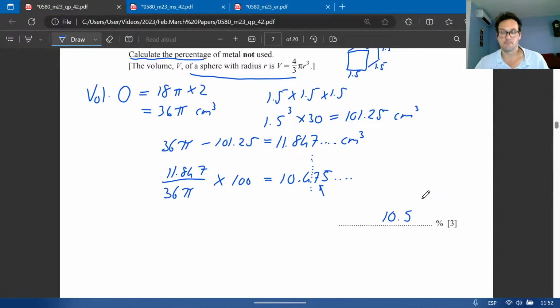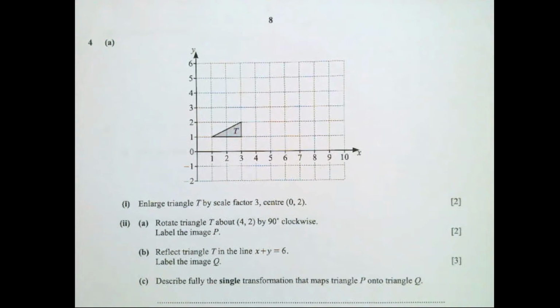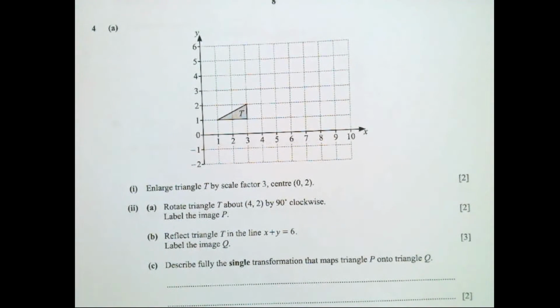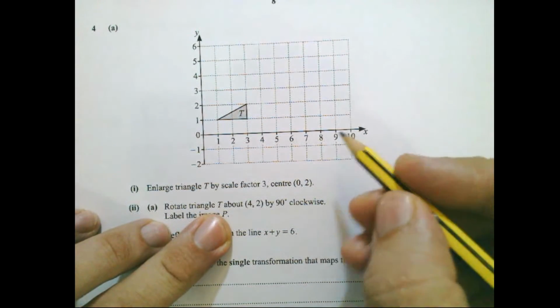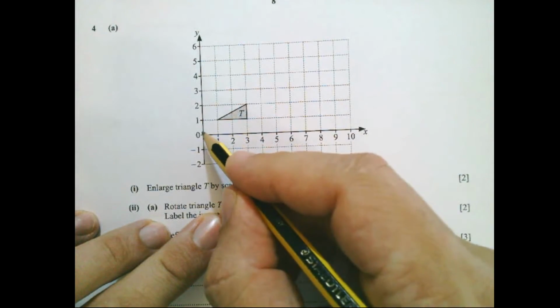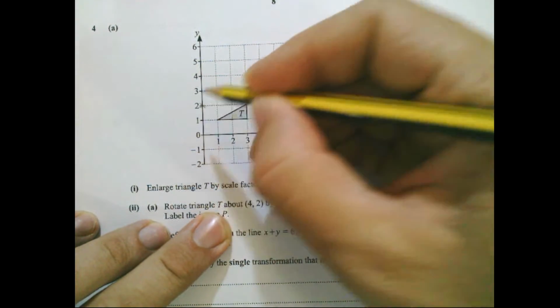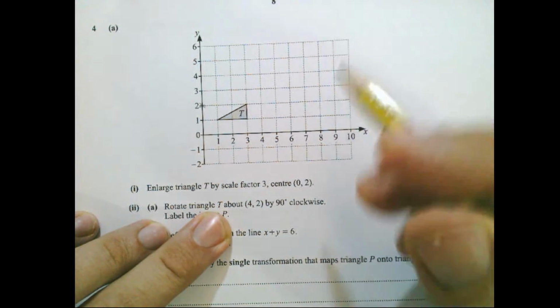Sweet. We've done it. Right, jumping onto the desktop here for question 4. First one, enlarge triangle T by scale factor 3, center 0, 2. So 0 along the corridor, 2. That would be there, isn't it? Yeah? X is 0, Y is 2.